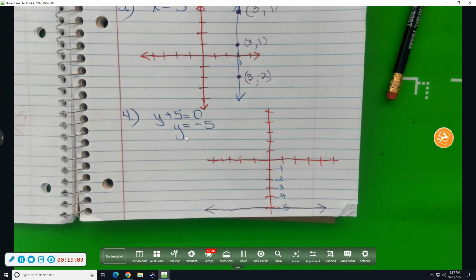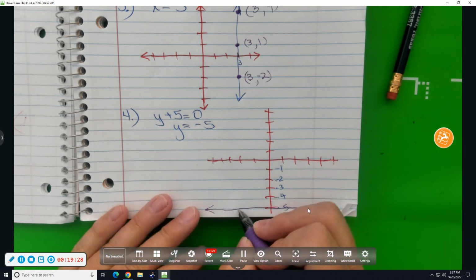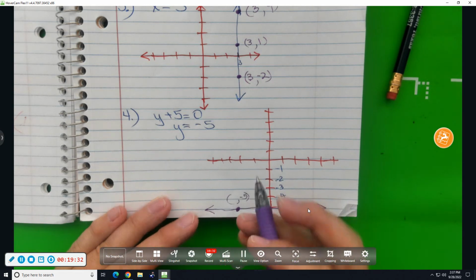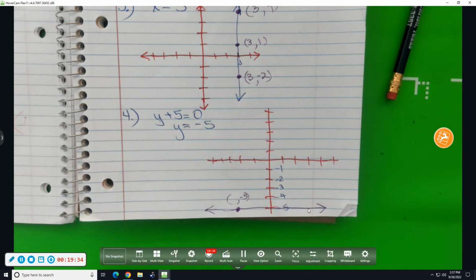It passes through this axis at this number. It has to be horizontal then. It can't be vertical. Every y-coordinate on this purple line I just drew, what is it? We know every y value on this line is negative 5. No matter where I label the point, I know that y value will always be negative 5.